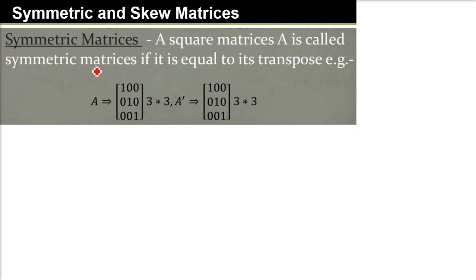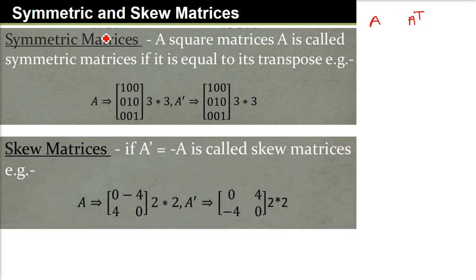Symmetric and skew matrix. Well, now for this we need to understand the transpose. A transpose is simply changing the rows to columns or columns to rows. So if I have a matrix A, A transpose is simply where we have converted rows into columns. Two things can happen. This A transpose can result in symmetric or skew symmetric.